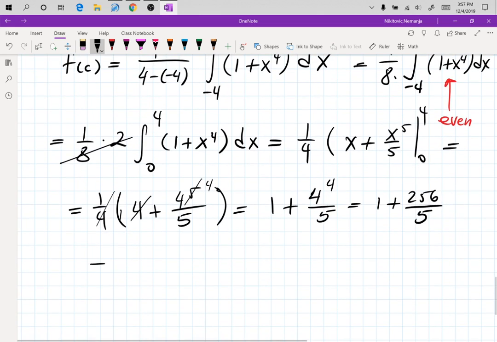And when you add 5 to both, that's 5 over 5. That's 360. Wait, 5. So that's 261 over 5, if all calculations went well. Yeah, let's call this good.